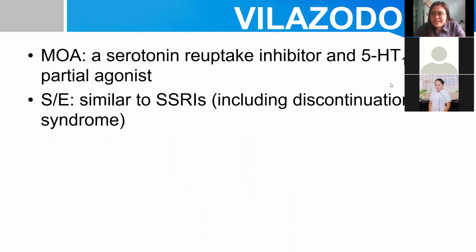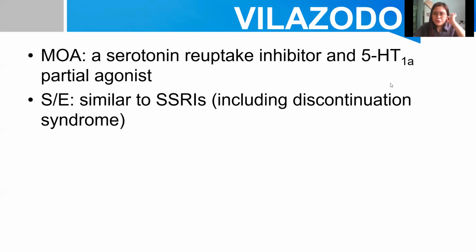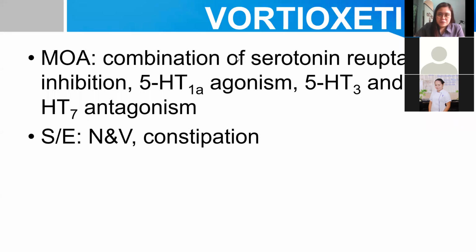And then we have here the vilazodone, which is a serotonin reuptake inhibitor at the same time a partial agonist. Agonist this time, it's 5-HT1A. It's no longer 5-HT2, it's 5-HT1A. So this is another serotonin receptor. So vilazodone is a partial agonist. So it can activate the receptor just like the serotonin pero partial lang. Adverse effects similar to SSRIs since this can also be antihistamine, antimuscarinic, and alpha-adrenergic antagonist. So including the discontinuation syndrome.